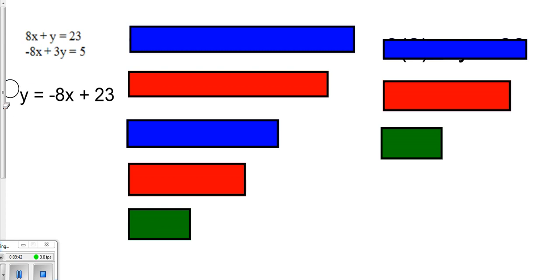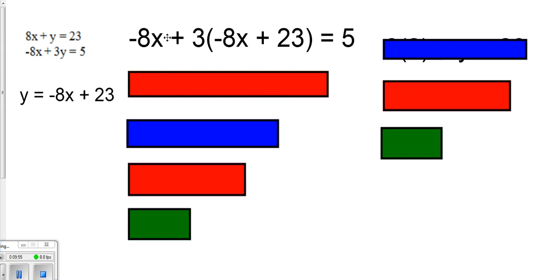The trick with this is always just to get one of the variables completely alone. In this example, it happened to be y that we're getting alone, so that you can plug that into the other equation. So as we plug it in, it now says negative 8x plus 3 times all of what y equals, y equals negative 8x plus 23. So we plug it in right here, and then all of that equals 5.